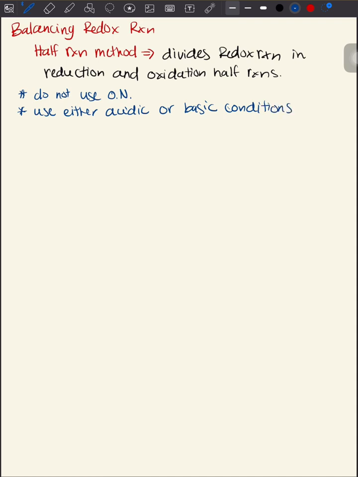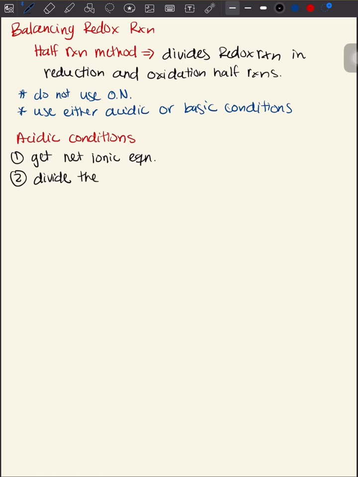All right, so what I am going to do is give you the step-by-step process for balancing these redox reactions, and then we'll go through an example together. I'm going to start with the acidic condition, because when we change to the basic conditions, it's the exact same process, but we add one more step. So the first thing you're going to do is get the net ionic equation. Most of the time for this process, you are going to have the net ionic equation, but just in case, you need to check to see if you can get rid of any spectator ions. The second thing you're going to do is divide the reaction into two halves.